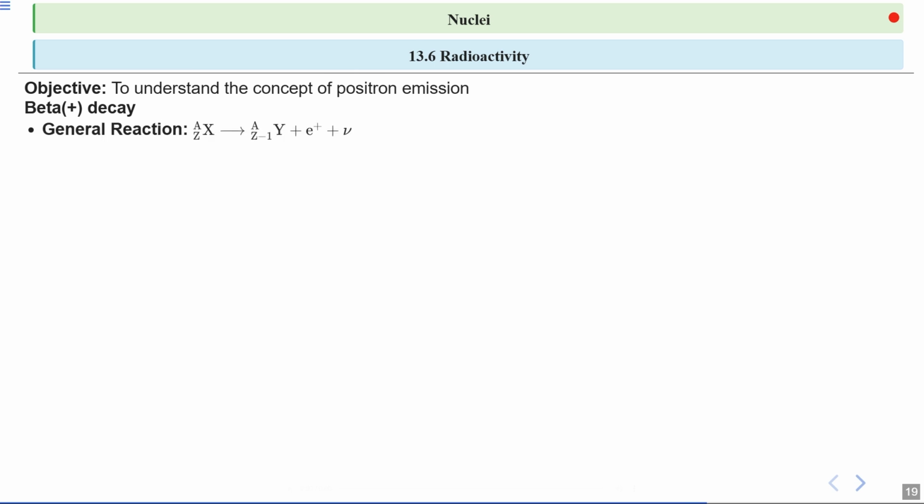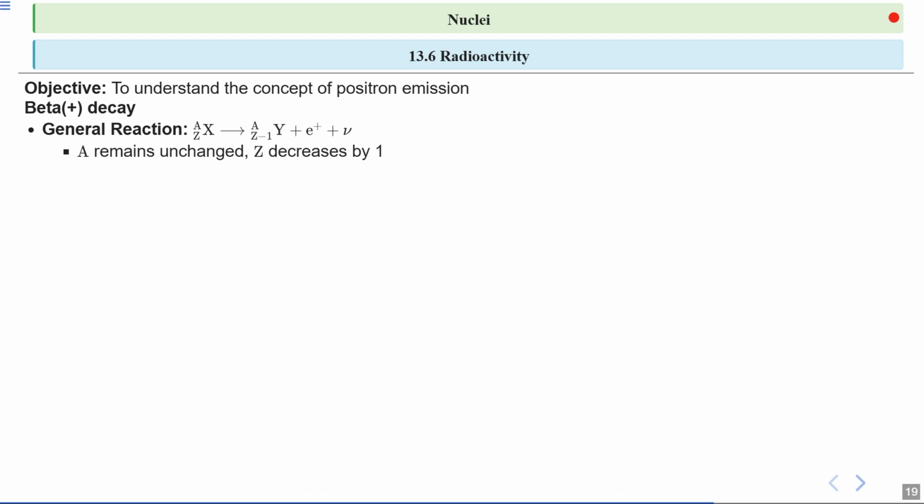Now let's talk about the general reaction for beta plus decay. It can be written as AZX leads to AZ-1Y plus positron plus neutrino. Here A is the mass number, which tells us the total number of protons and neutrons. Z is the atomic number, which is the number of protons. e positive stands for positron and nu is a neutrino, a very light neutral particle that's also released.